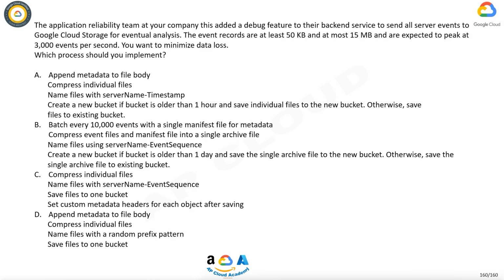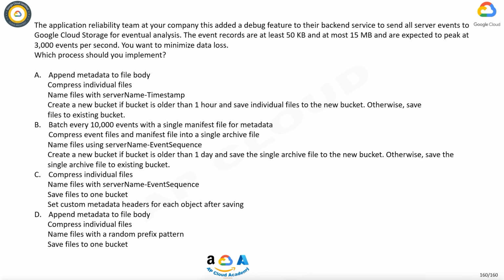The application reliability team at your company has added a debug feature to their backend service to send all server events to Google Cloud Storage for eventual analysis. The event records are at least 50 kilobytes and at most 15 megabytes and are expected to peak at 3,000 events per second. You want to minimize data loss. Which process should you implement?